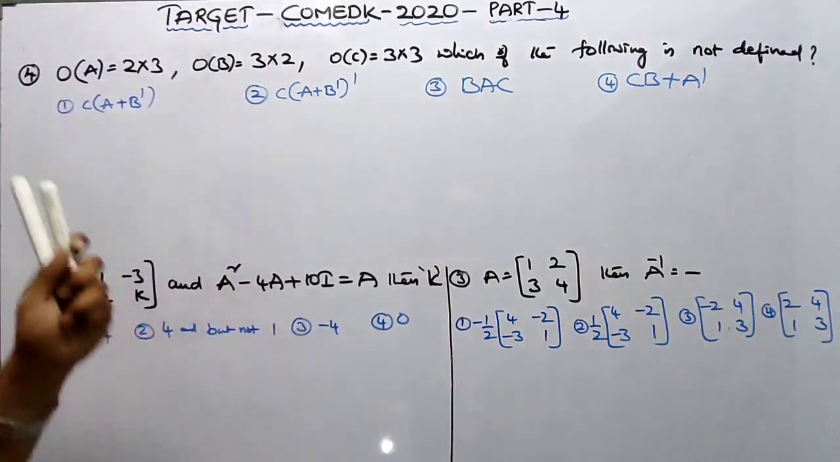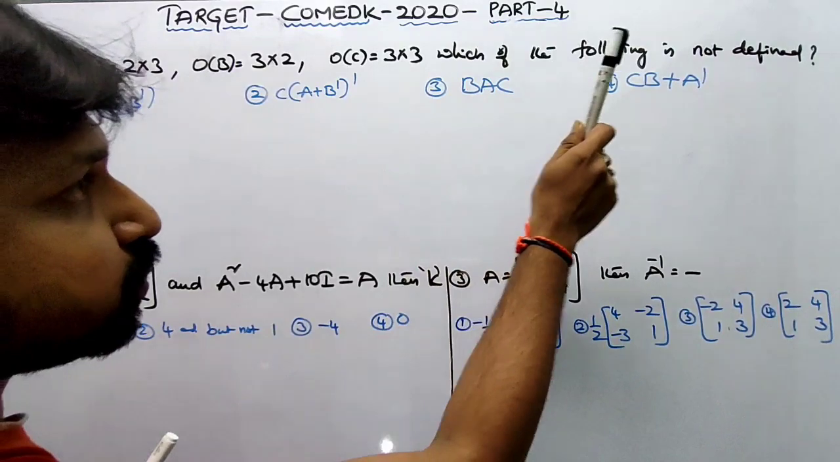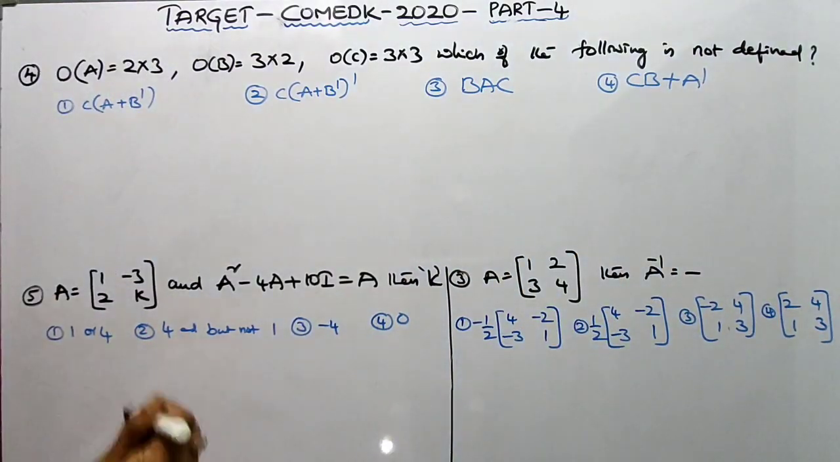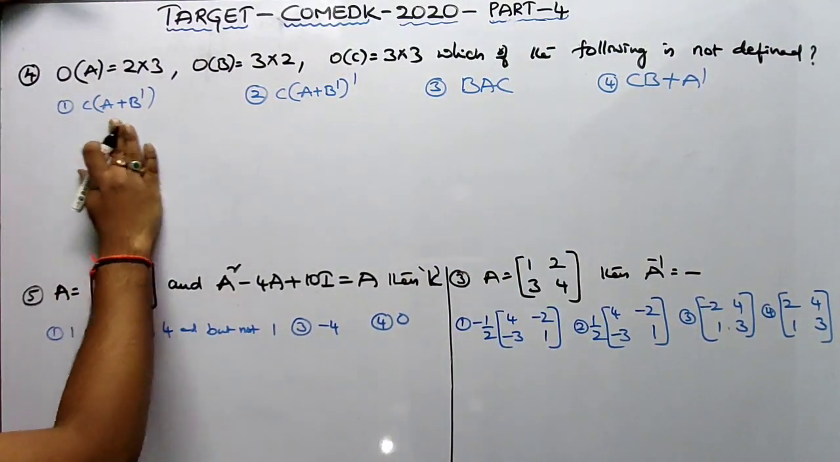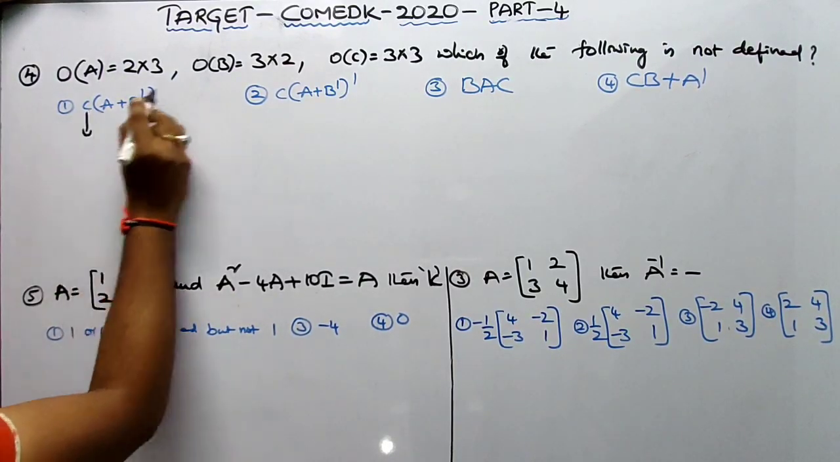Coming to next example, friends. Order of A equal to 2 by 3, order of B equal to 3 by 2, order of C equal to 3 by 3. Which of the following is not defined? They're asking, friends. Very simple question. This we are going to solve through the options only. C into A plus B dash is given. First of all, C means what, friends?